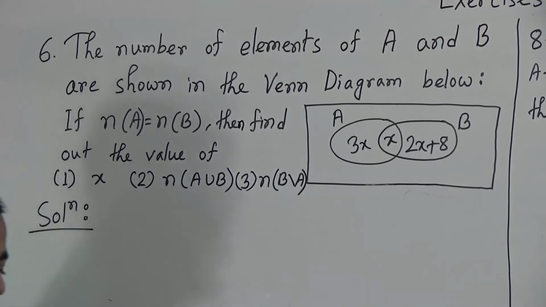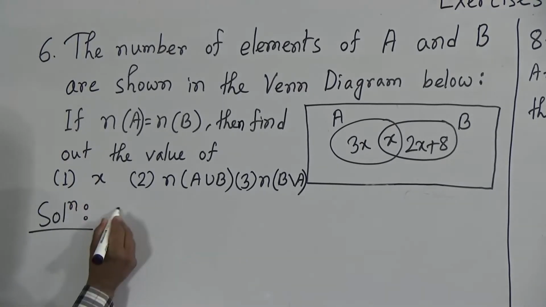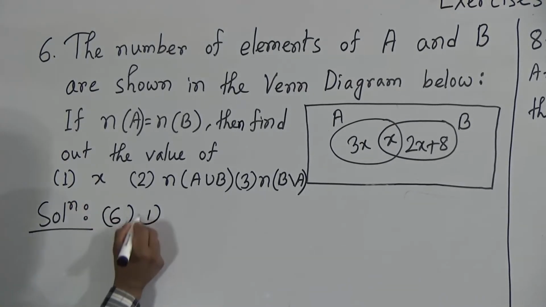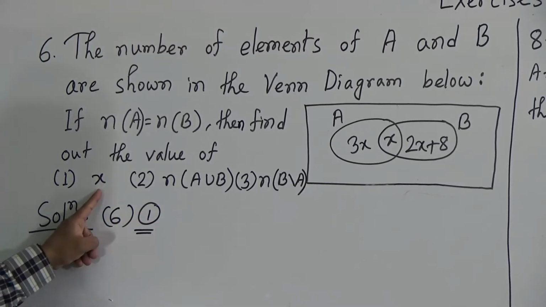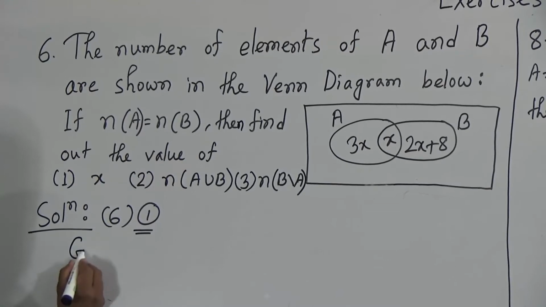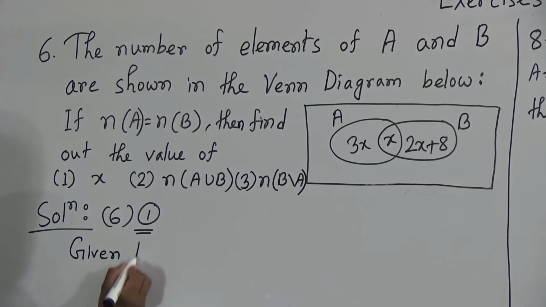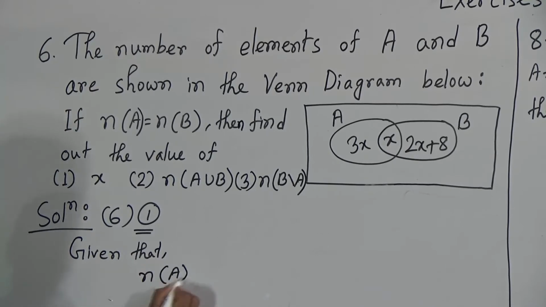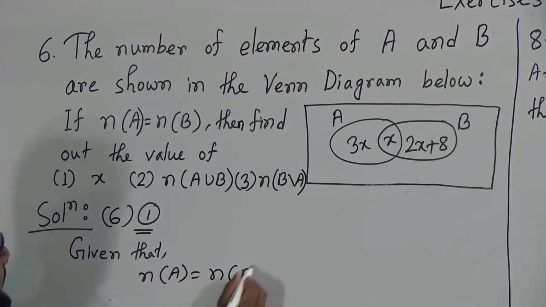First of all, we need to solve question number 1. That means we need to solve question 1 of number 6, okay. First of all, we are going to solve question number 1. We need to find out the value of X, okay, and the question says that n of A is equal to n of B, okay. So we need to write down: given that n of A is equal to n of B, my dear students.